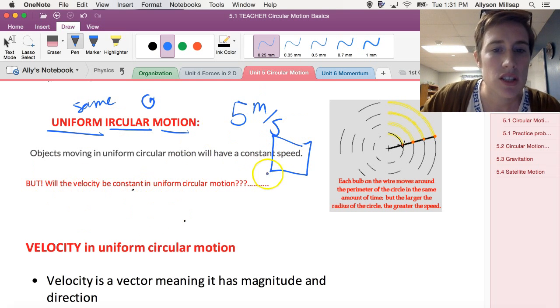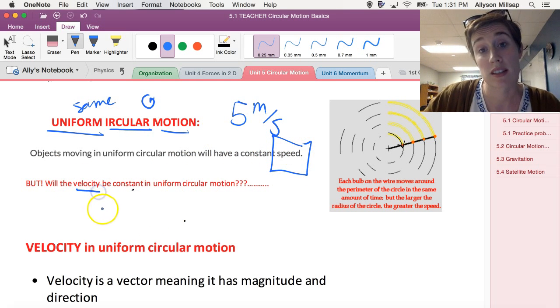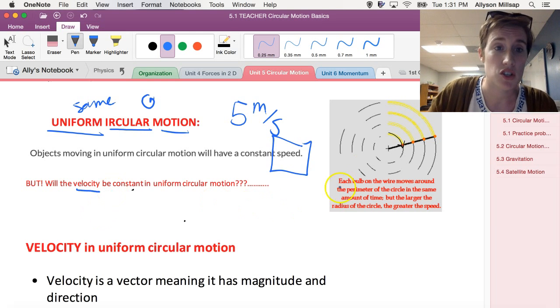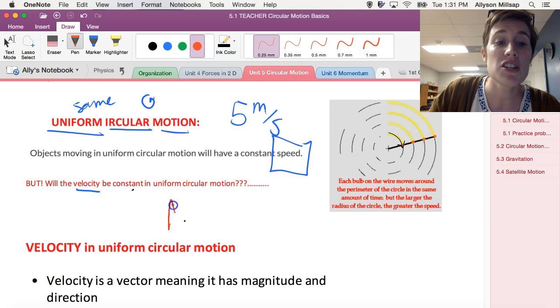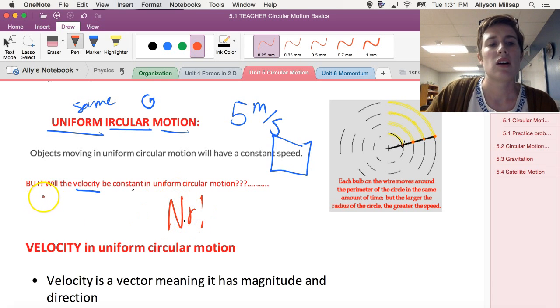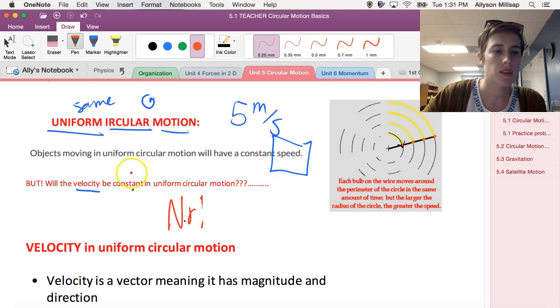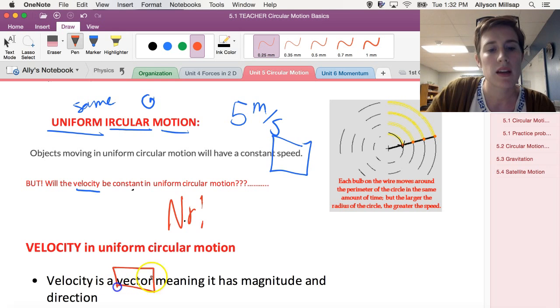However, just because speed's constant, does that mean velocity's constant? Well, the fact that I'm even asking that question should probably make you think the answer is no. Why is velocity not constant if speed's constant? Well, what's the difference between velocity and speed? Let's talk about velocity. Velocity is a vector. What does that mean? It means it has magnitude, which is the speed component, and direction, right? It's a vector. I can point at which direction speed's going.